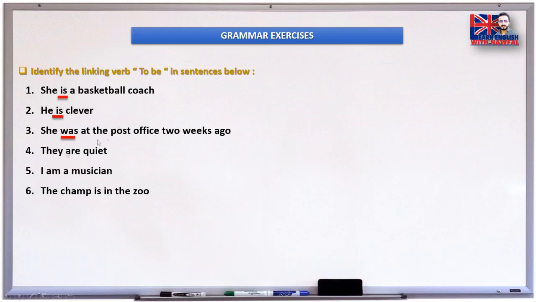They are quiet. Yes, the verb to be is are. Great. I am a musician. Verb to be is I am. So, this is the verb to be. Champ is in the zoo. Yes, verb to be is. In these three last sentences, the verb to be is conjugated in the simple present. Great. So let's move to the last exercise.